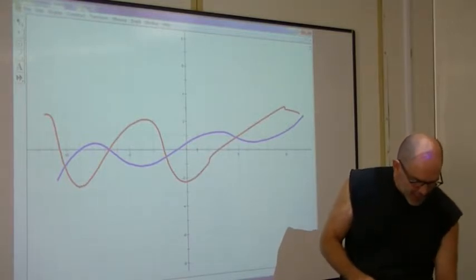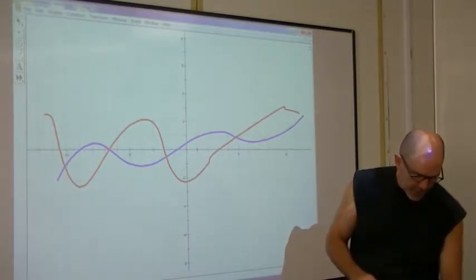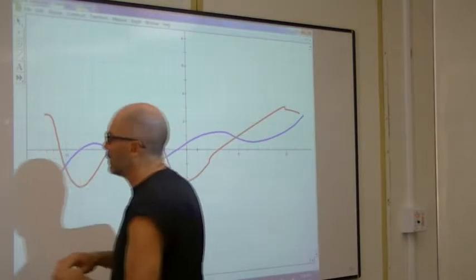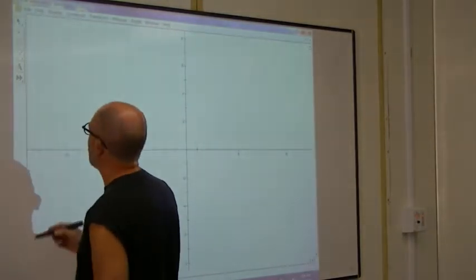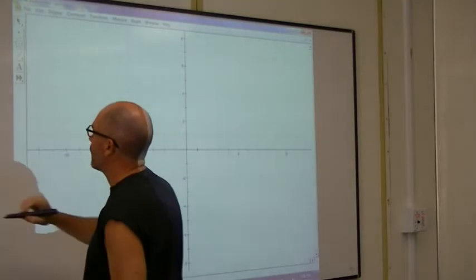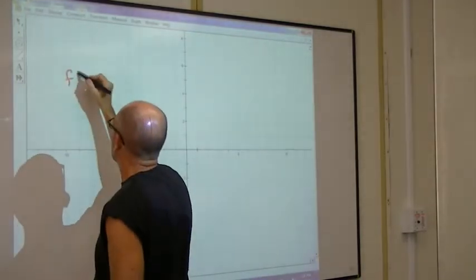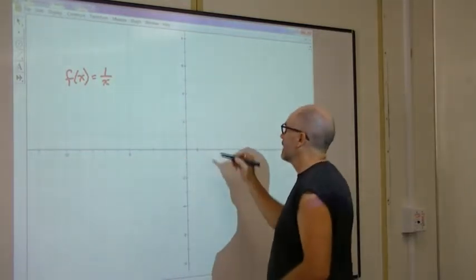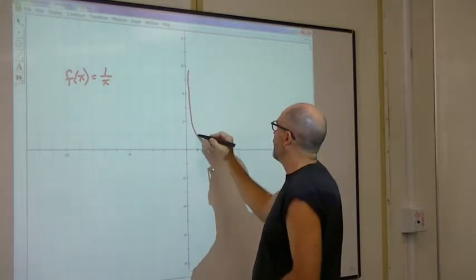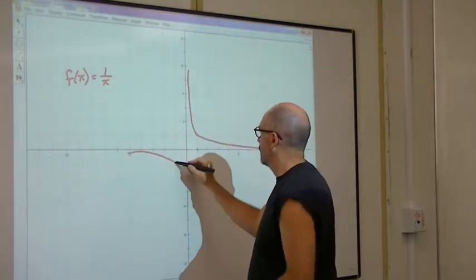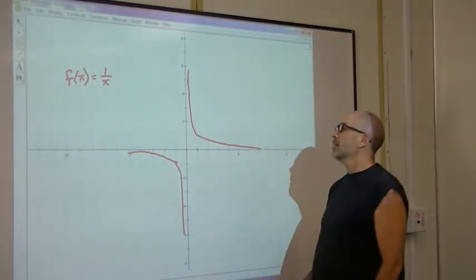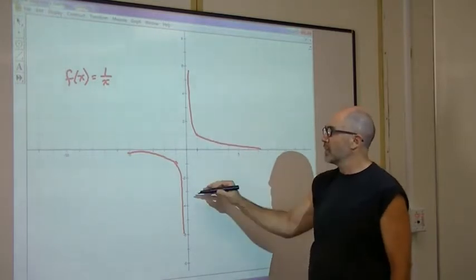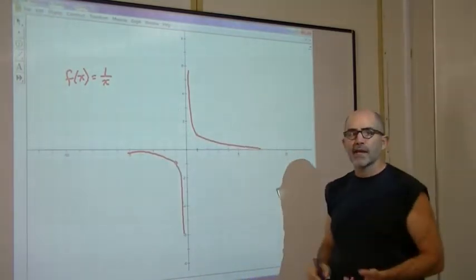Then, any rational function is continuous everywhere that it's defined. That's an interesting little caveat. A rational function would be like f of x equals 1 over x, a ratio. Is this continuous everywhere that it's defined? Well, yeah. This is continuous everywhere that it's defined. Where is it discontinuous? At x equals 0? Well, it's not defined there, so it doesn't matter.